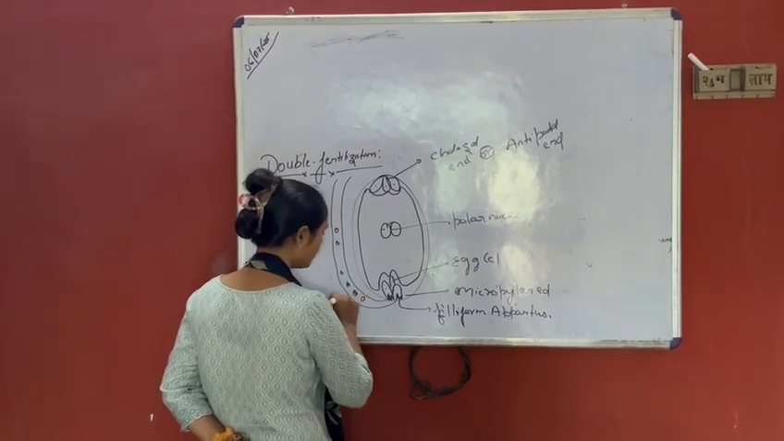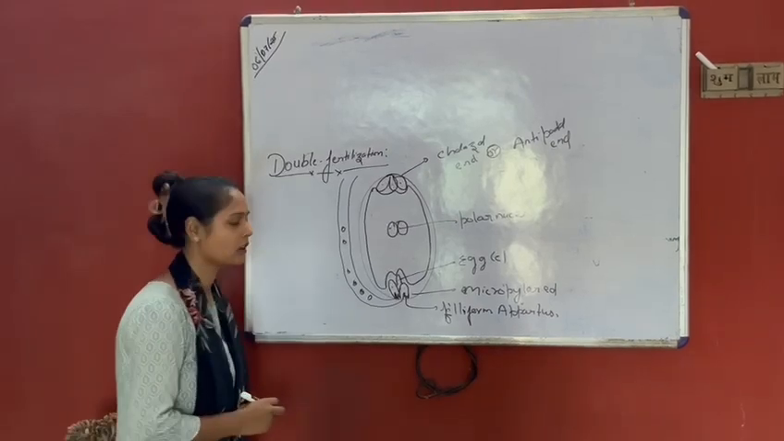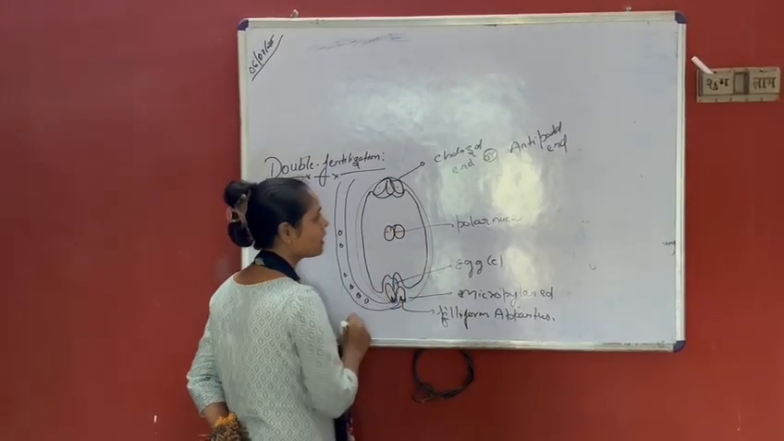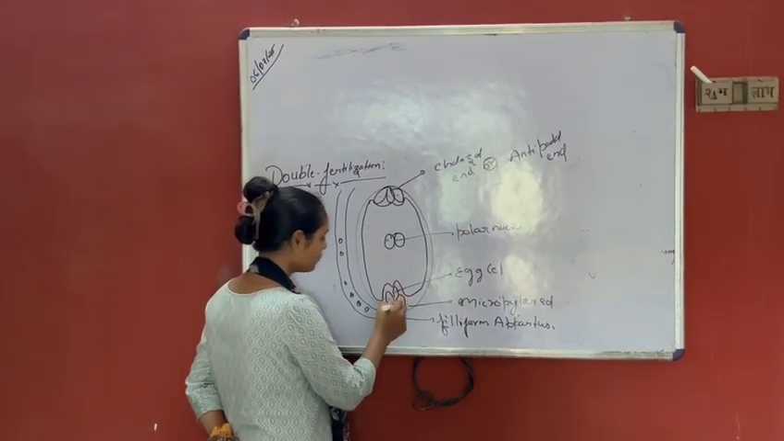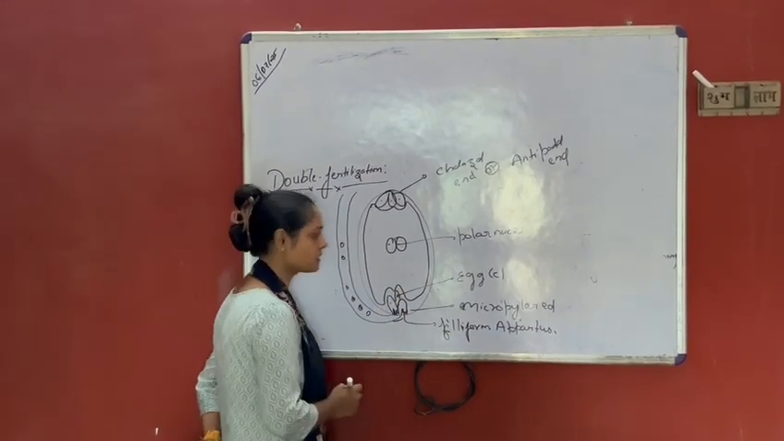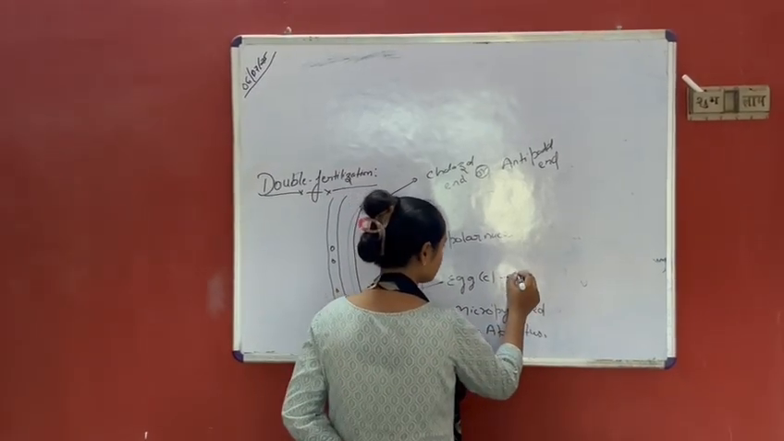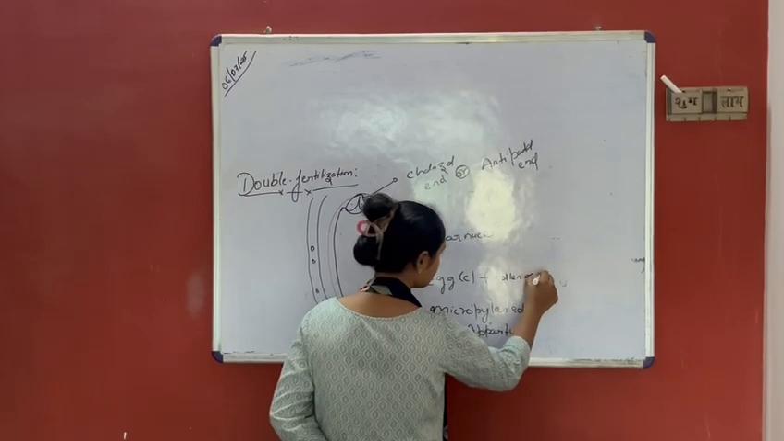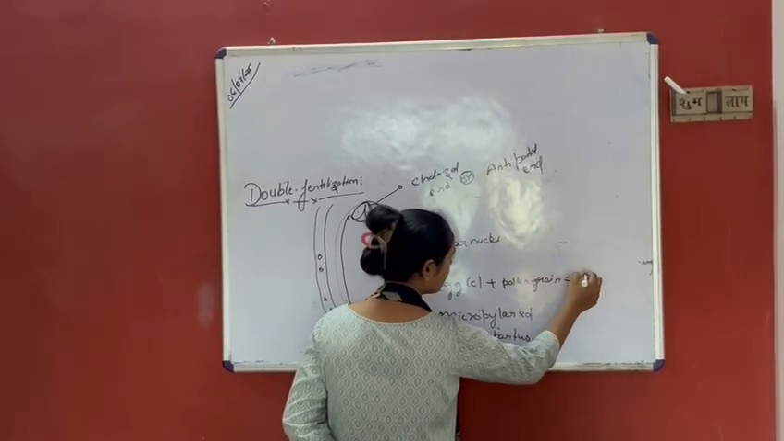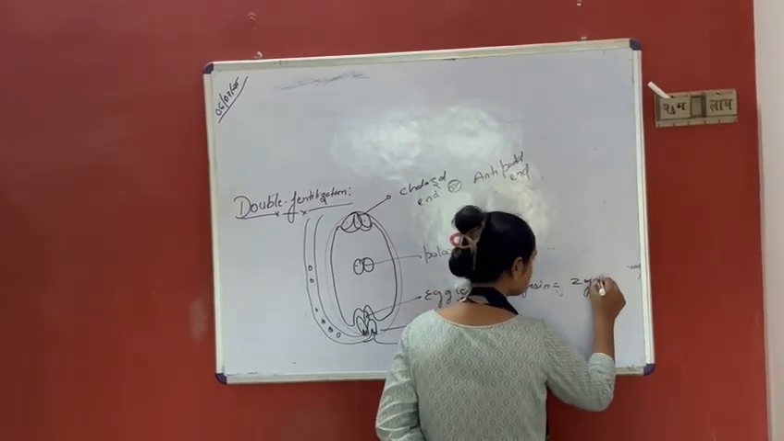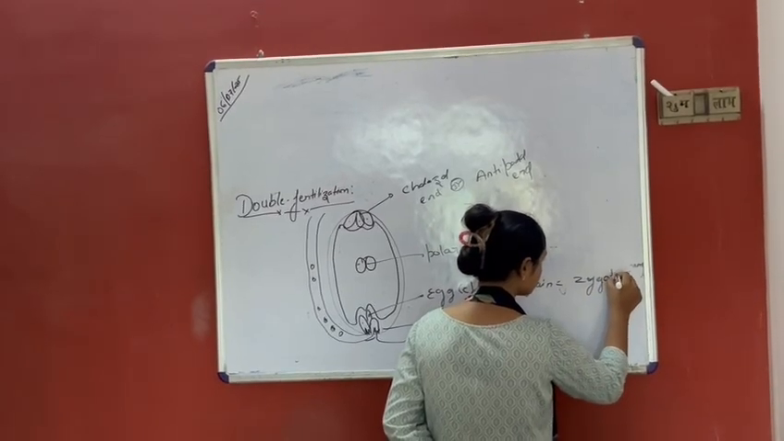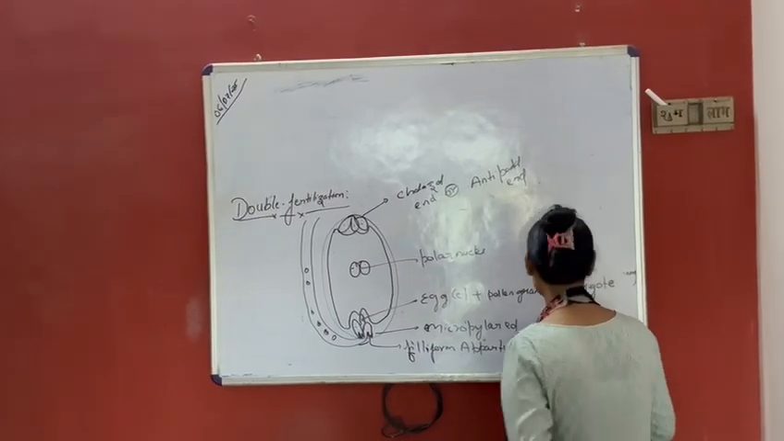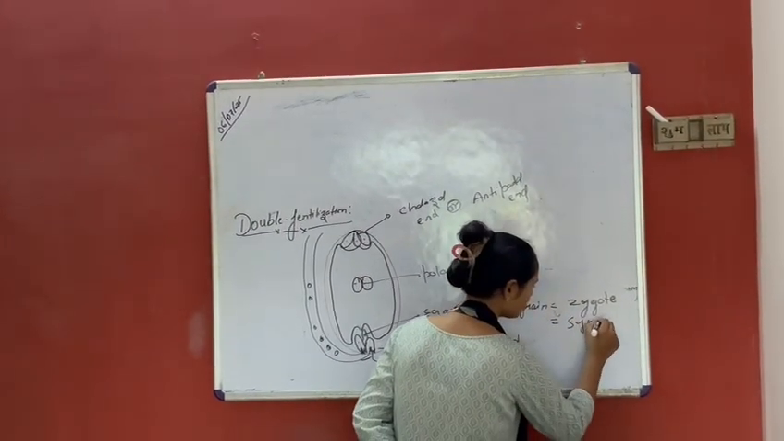There are lots of pollen grains, and only two pollen grains are fused. One fuses to our egg cell and the second fuses to our polar nuclei. The first pollen grain which fused to our egg cell formed the zygote. Fusion of egg cell and pollen grain we also call syngamy.